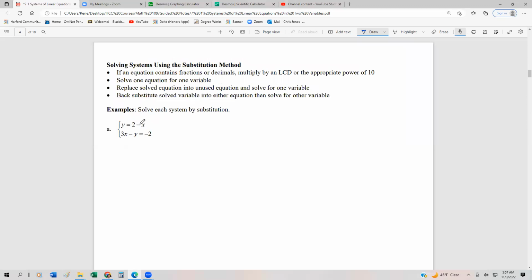We have y equals 2 minus x. So I'm going to substitute that in for y. I want you to notice, by the way, that the first two steps are done for us, because we already have y equals. If that wasn't done, we'd have to do a little bit of algebra to finish that off. So the second equation now becomes 3x minus the quantity 2 minus x equals -2.